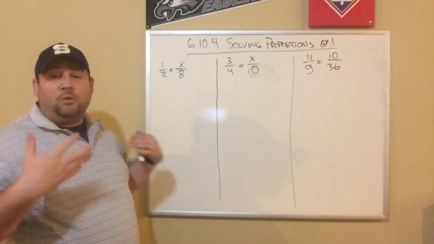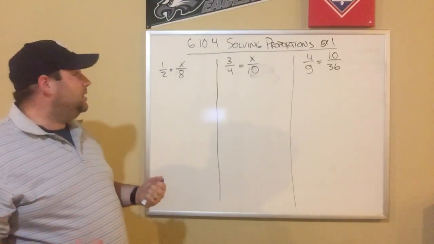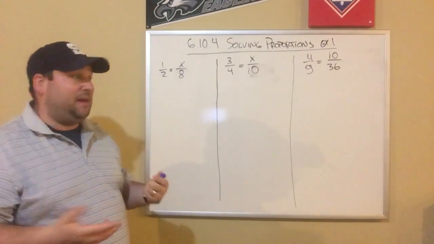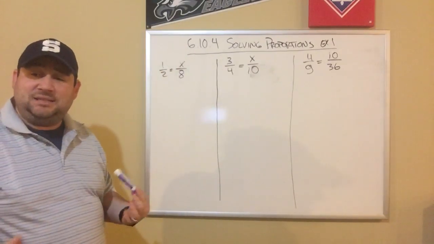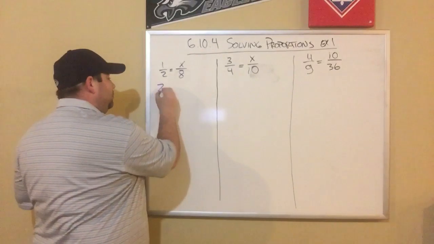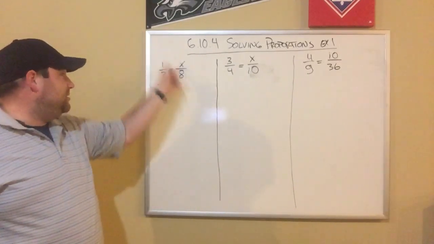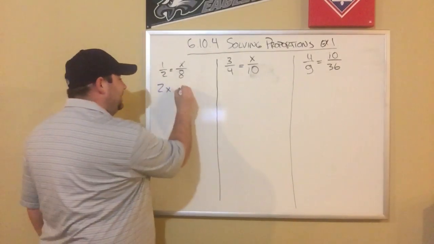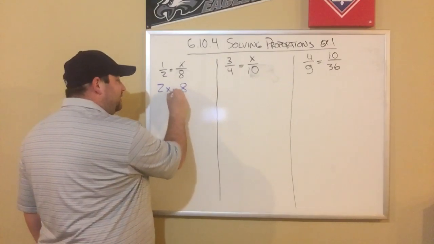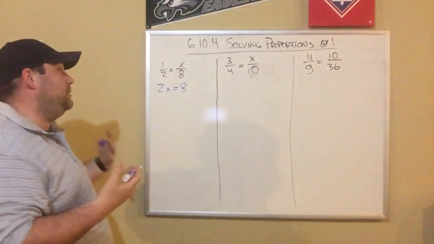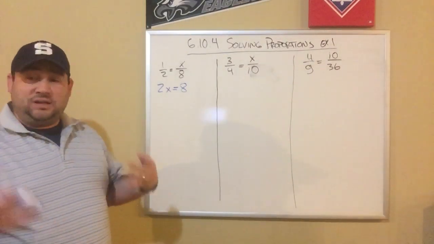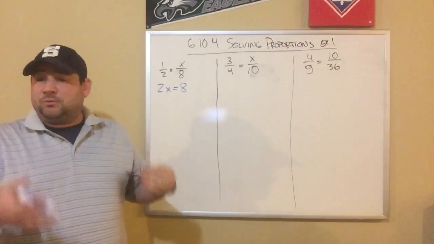And when we do it, I always suggest starting with the diagonal that has the variable. The variable is the letter. So this diagonal right here, 2 times x is just 2x. And then my other diagonal, 1 times 8 is 8. And they are going to be equal to each other because we know that's how a proportion works. We already learned that. So now you can see we got a real simple equation.